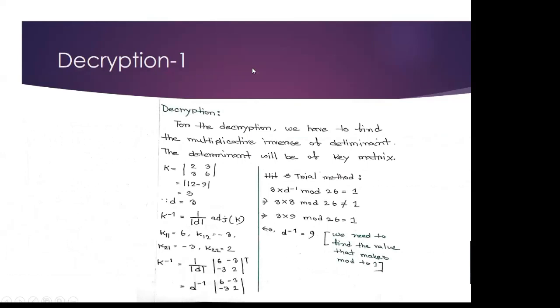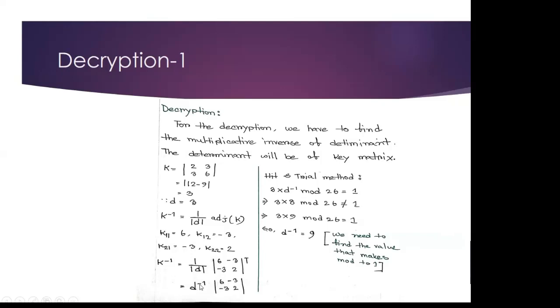Then the decryption. To do the decryption, we have to find the multiplicative inverse of the determinant, and the determinant will be of the key matrix. So the key matrix is 2 3 3 6, and the determinant value is 3, and to do the multiplicative inverse, K inverse equals 1 by D adjoint of K. So K11 is 6, K12 is minus 3, K21 equals minus 3, and K22 equals 2. We know this from the 12th standard matrix formula, and K inverse equals 1 by D into 6 minus 3 minus 3 2, and 1 by D we can say is D inverse.